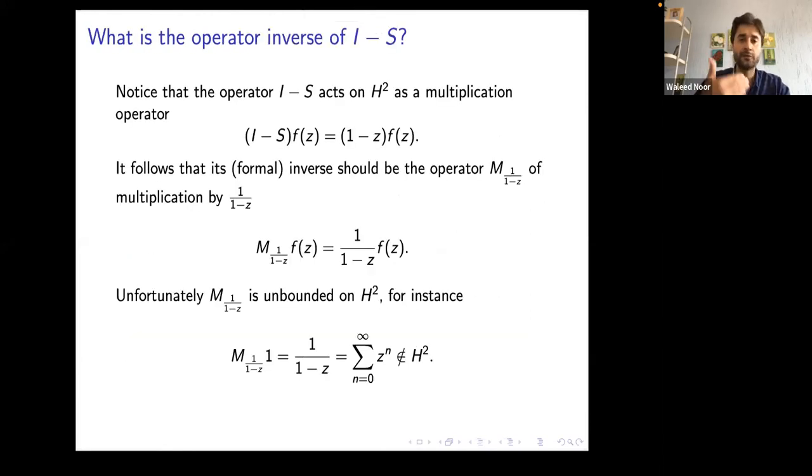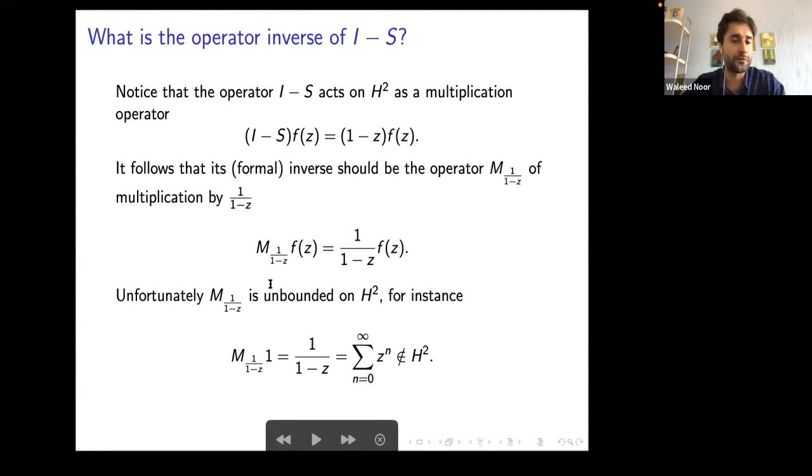So now let's come back to the question about what we can do about the inverse of I minus S. We know it's not invertible in the Hardy space. That doesn't mean it doesn't have an inverse formally. Notice that I minus S applied to F is just multiplying by 1 minus z. So formally, the inverse should be multiplying by 1 over 1 minus z.